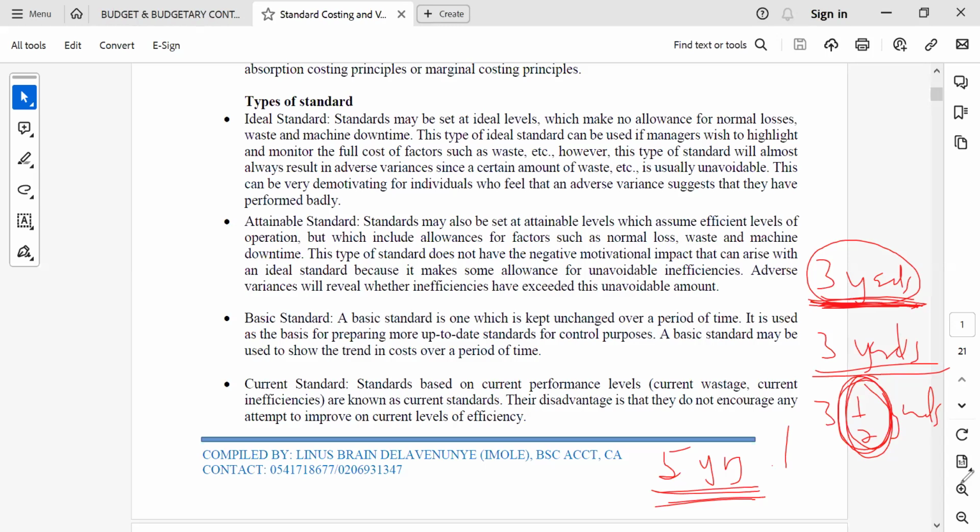So it can also be set for maybe 5 years. You are not going to do anything. Since you are setting it for today, it will be like that for the 5 years. No revision, nothing will be done about it for the 5 years. That's what we call a basic standard.